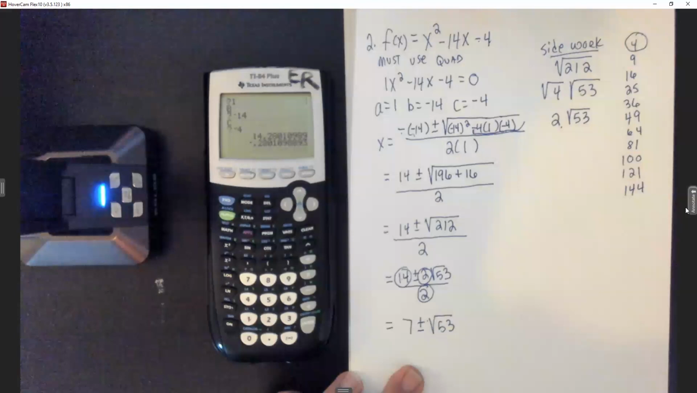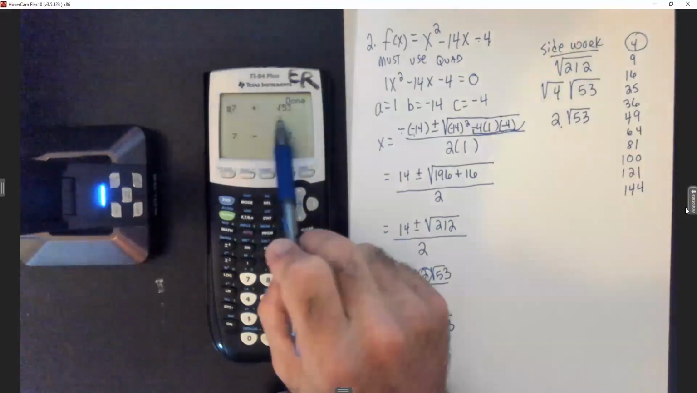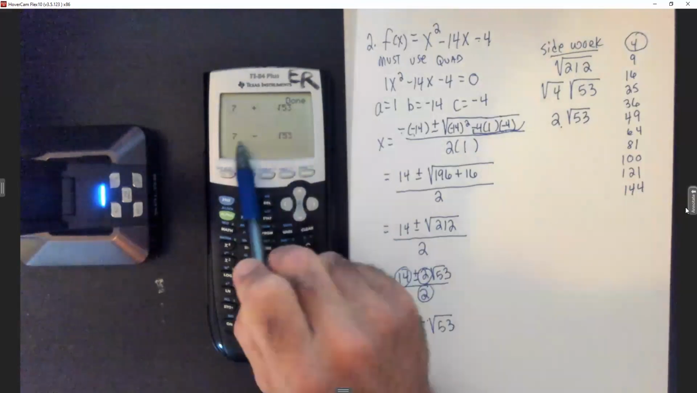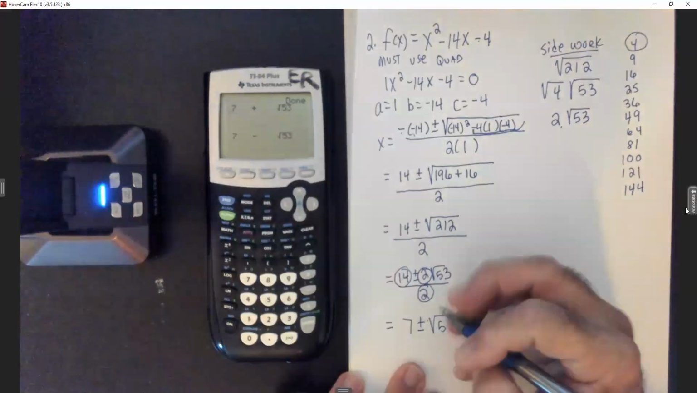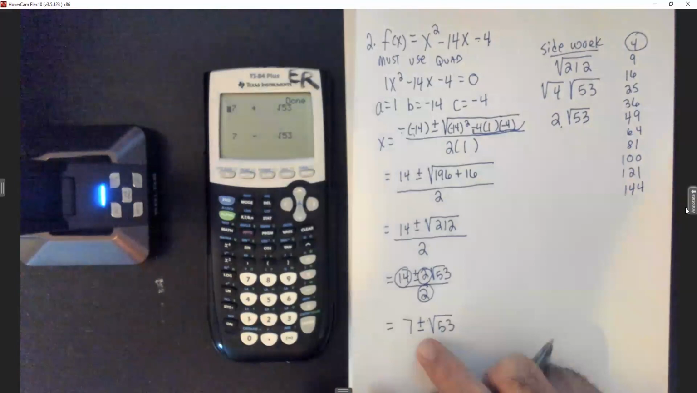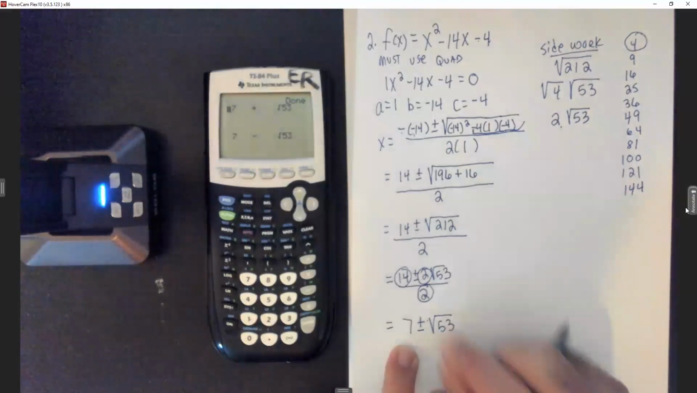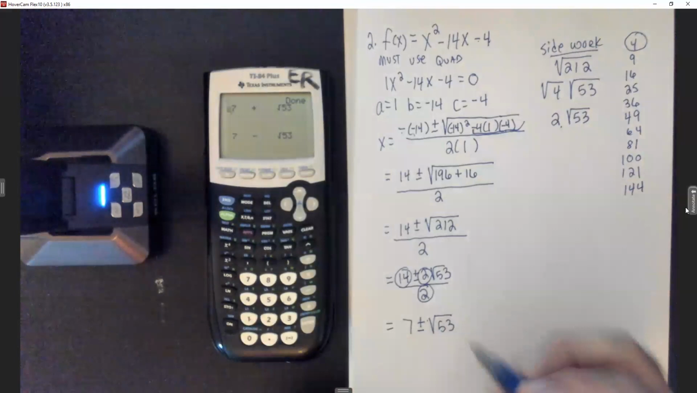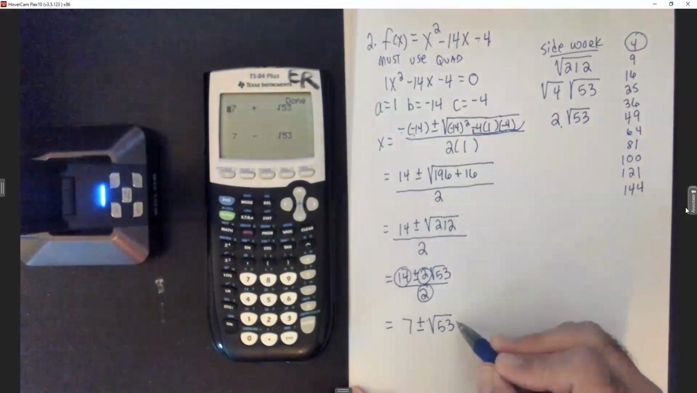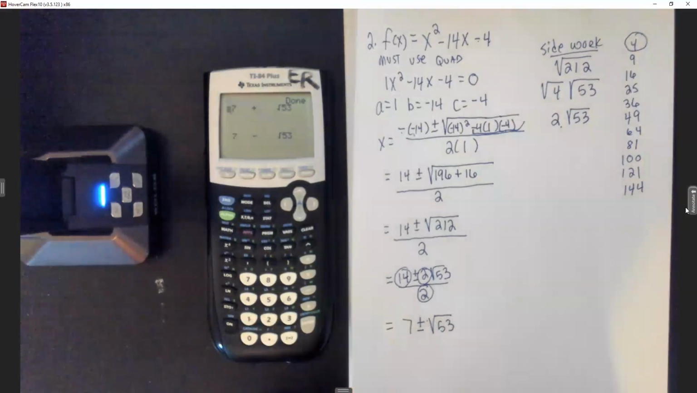So when I hit enter one more time, there's my 7 plus square root of 53, 7 minus square root of 53. So that's the 2 answers. We're just writing it shorthand since they both had the radical. Anytime I got radicals, I write them shorthand. Now, if the radical went away like it did a while ago, then I would have actually figured out my 2 answers, okay?